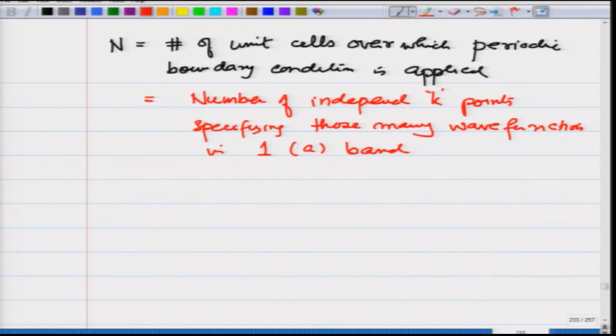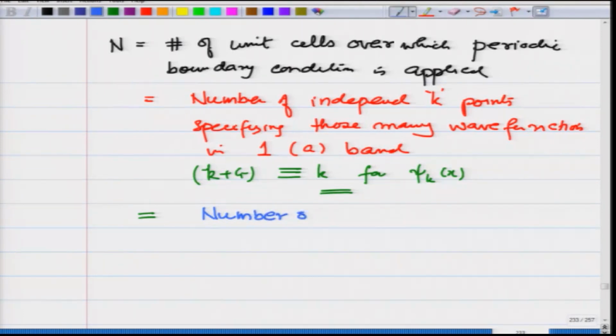And then it repeats itself, and as we have said last time that k plus G is equivalent to k for psi k of x, and therefore, whatever you specify within the first Bloch zone is sufficient, and therefore, the number of independent wave functions in a band that we have is N, the number of unit cells over which periodic boundary condition is applied. So, this is also equal to the number of states, because each wave function gives one state, number of states in a band. So, this is what we have learned so far.